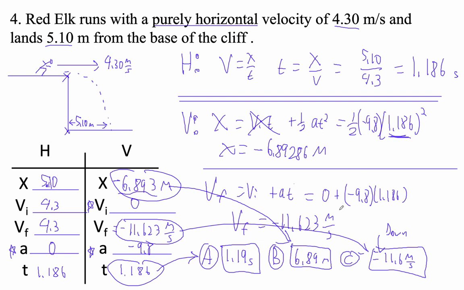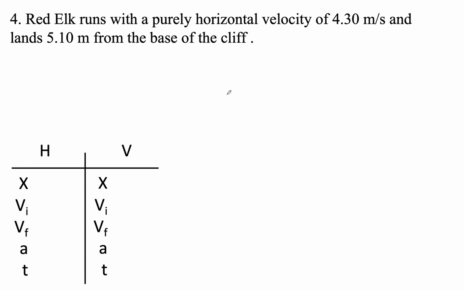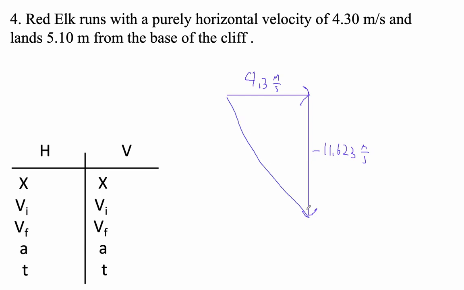And then D says, draw a picture of its final velocity of impact, calculate the speed he's traveling, and find the angle below horizontal that it makes. So he's going 4.3 to the side, and when he hits the ground, he's going 11.623 down. So this is 4.3 meters per second, and negative 11.623 meters per second. The velocity is this one. That angle is inverse tan of 11.623 divided by 4.3, always the opposite over the adjacent. I'm being lazy here. I get 69.7 degrees.